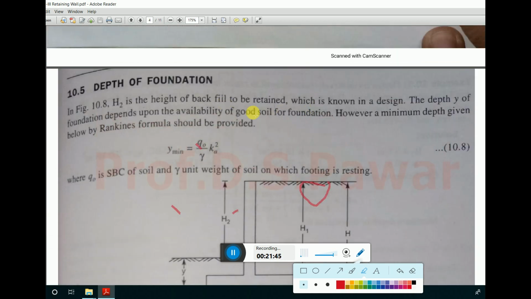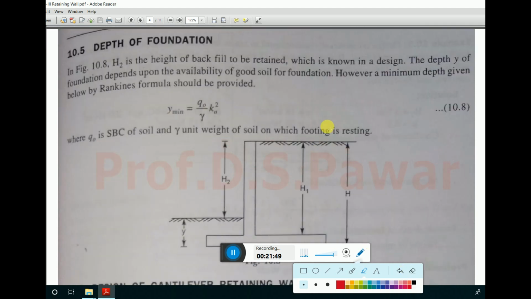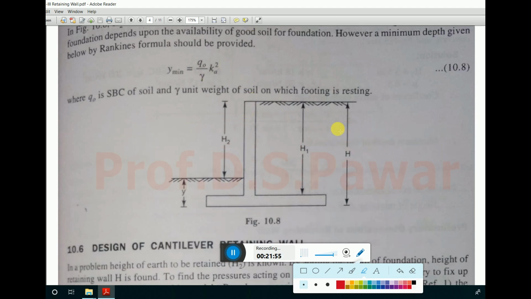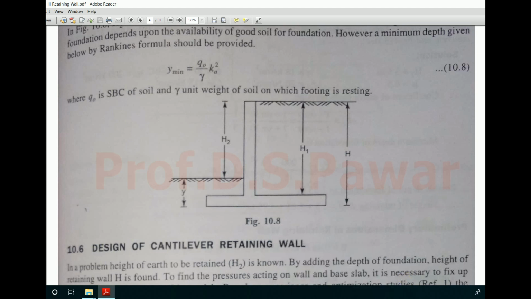And the next important thing is the depth of foundation. How are we going to calculate the depth of foundation in a retaining wall? Okay, so here this is a typical sketch of a retaining wall, the cantilever retaining wall. Here H is equal to overall height.